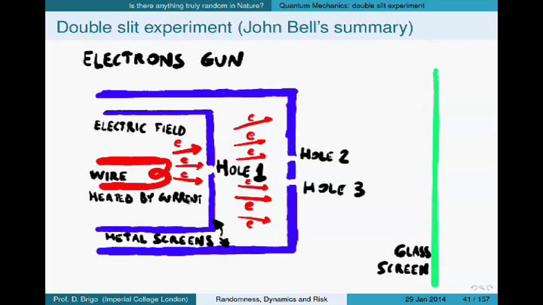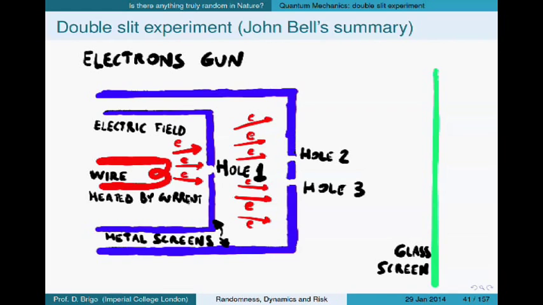There is an electric field. These electrons may go to a first hole, the hole in the inner blue cage you see, it's a metal screen. Electrons going through the first hole then go through a second metal screen, the outer blue line you see here, where there are two holes, hole 2 and hole 3. And eventually, leaving the two cages, electrons may hit the glass screen you see on the right hand side. You're seeing the screen from the side here.